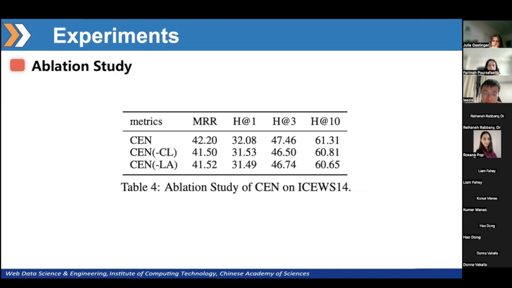We also conduct ablation studies. We remove the curriculum learning strategy and the length-aware component, and replace the length-aware decoder with the original ConvTransE. The underperformance also proves the effectiveness of the proposed components.